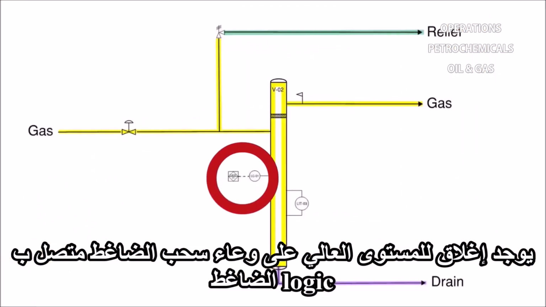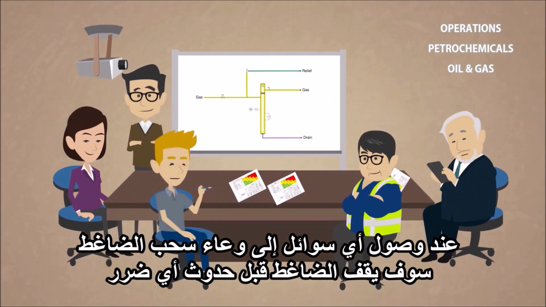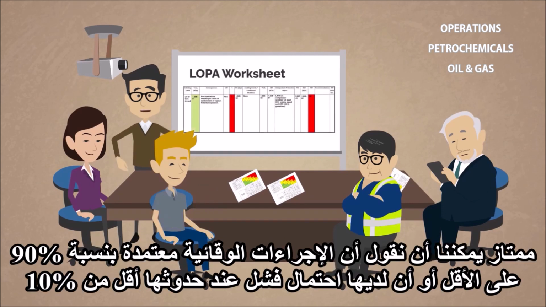There is a high-level shutdown on the suction scrubber of the compressor wired to the compressor's logic solver. If any liquids reach the scrubber, it will trip the compressor before any damage can occur. Excellent. We can say that safeguard is at least 90% reliable, or that it has a probability of failure on demand of less than 10%.